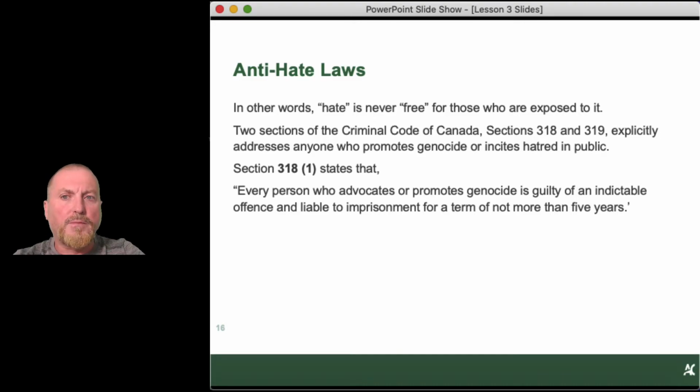Two sections of the Criminal Code of Canada, Section 318 and 319, explicitly address anyone who promotes genocide or incites hatred in public. Section 318.1 states that every person who advocates or promotes genocide is guilty of an indictable offense and liable to imprisonment for a term of not more than 5 years.